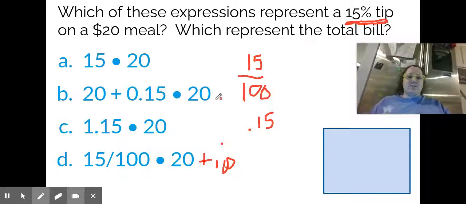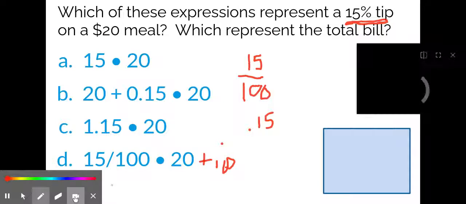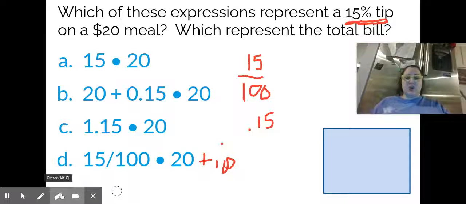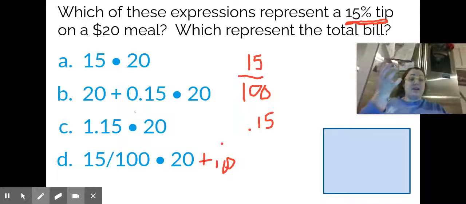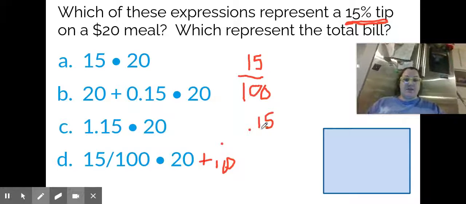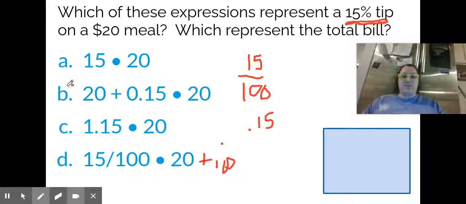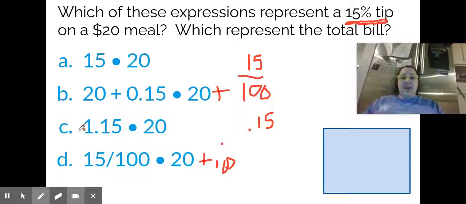But if we're wanting to represent the total bill, we want to look at the total amount. So not only are they going to be paying the 15%, but they're also going to be paying the $20. So you're going to be doing $20 plus the 15% tip. So we know 15% tip is 0.15. So we have one that's 0.15 times 20 here, plus 20. So this one would be the total. And this one too actually would be the total as well.